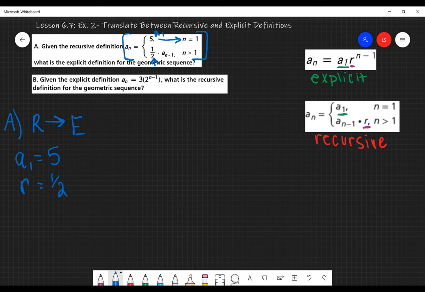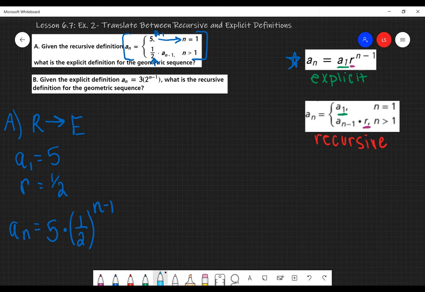So in order to write my explicit definition, I'm going to say A sub n equals A sub 1, which is 5, times my ratio, which is 1/2, raised to the power of n minus 1.